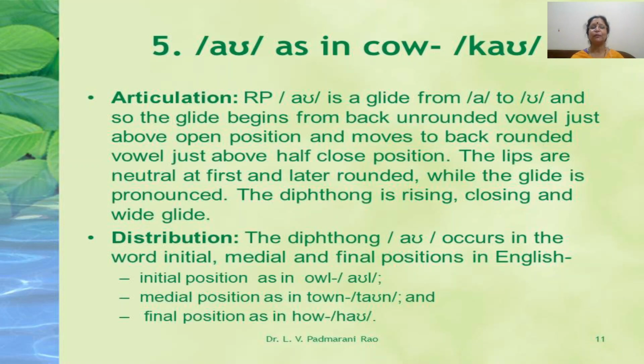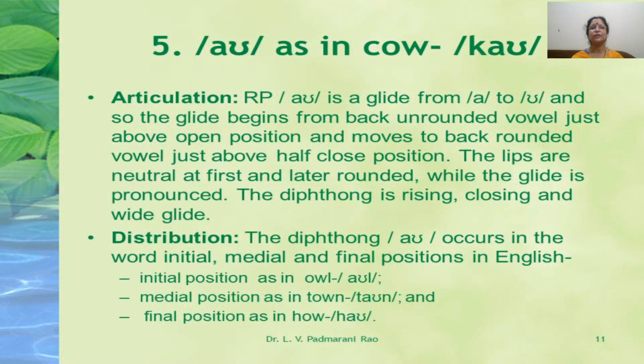RP "ow" is a glide from R to oo. So the glide begins from a back unrounded vowel just above the open position and moves towards the back rounded vowel just above the half closed position. The lips are neutral in the beginning and later they get slightly rounded while the glide is pronounced. The diphthong is rising, closing, and a wide glide because it is crossing all the three compartments of the vowel diagram. Distribution wise, it occurs in all the three positions in English.